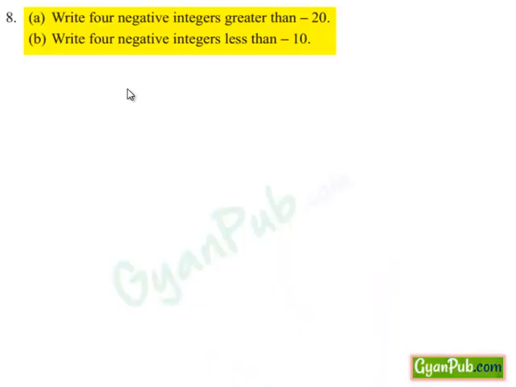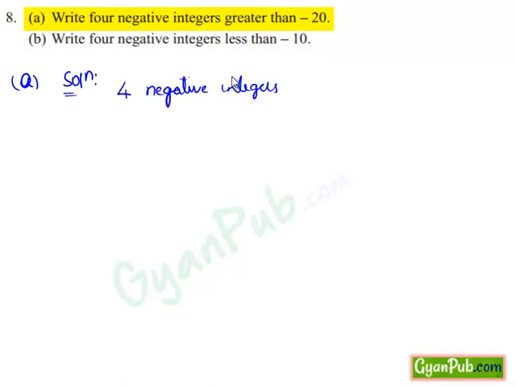Moving on to the 8th question. A. Write 4 negative integers greater than -20. B. Write 4 negative integers less than -10. Take down the A bit. Coming to the solution, we should write 4 negative integers greater than minus 20. By using a number line, we can write 4 negative integers greater than minus 20.